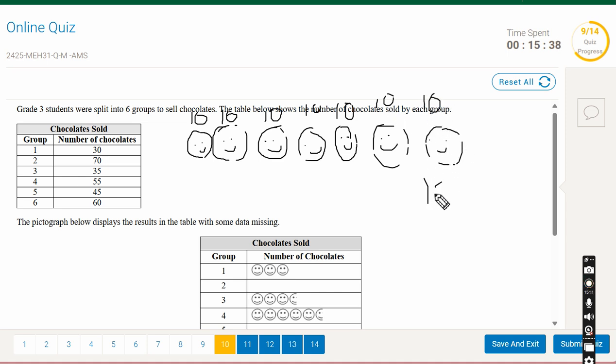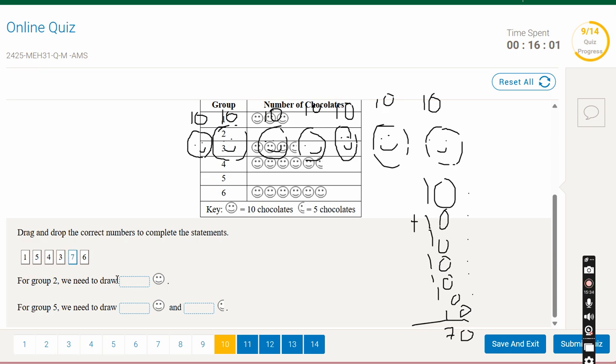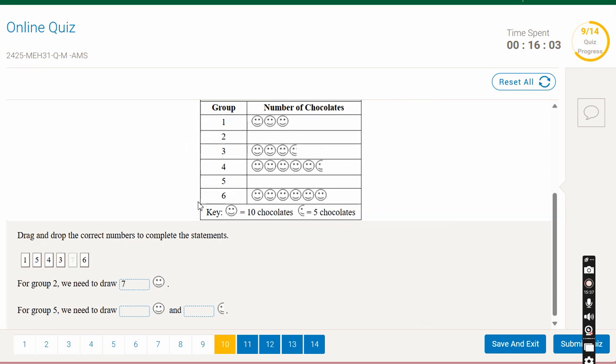So you can add all of this, 10 plus 10 plus 10 plus 10. You can keep on adding these and you can find out if it's 70, right? Because one complete happy face is 10. So 1, 2, 3, 4, 5, 6, 7. Add the zeros, it will be 0. Add the ones, it will be 7 because you have 7 ones. There you go. So how many will you choose? 7 happy faces.